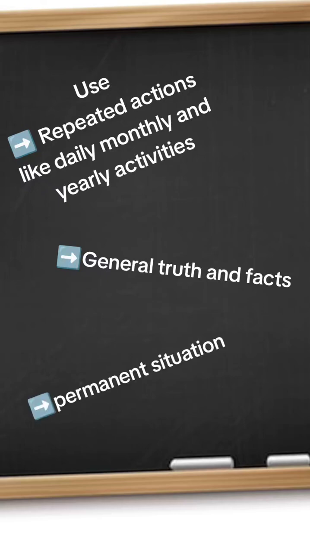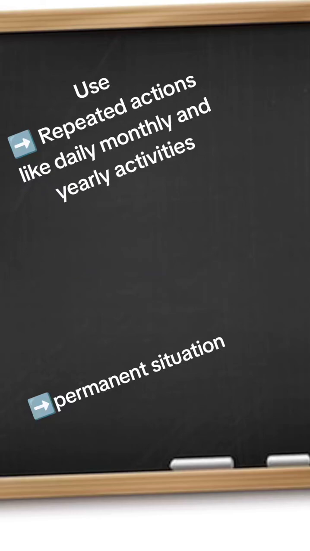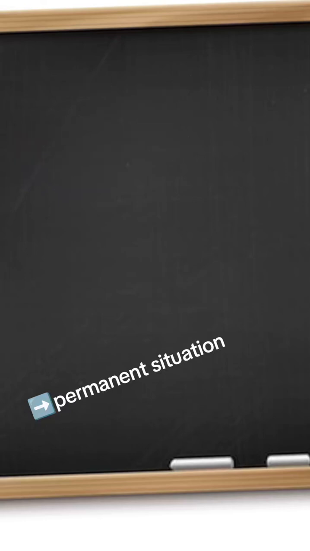The second use is general truths and facts, and this is something that you cannot change, like the water boils at 100 degrees. And the last one is a permanent situation where you say your position, where do you live. For example, I live in Algeria, and this is a permanent situation. Unless I change it, I will use the past simple. I lived in Algeria, now I live in Dubai. This is just an example.